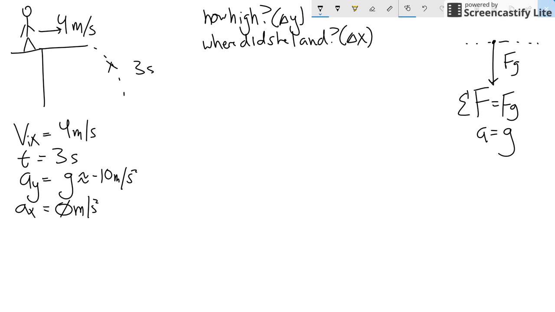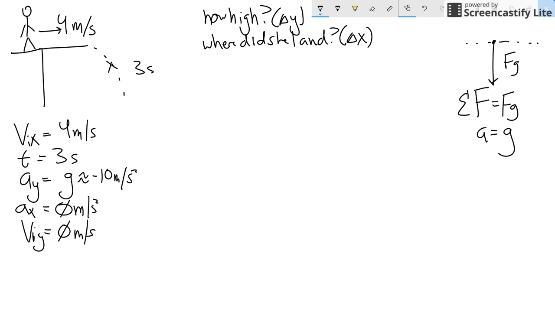Let's see if we can figure this out from this information. Oh, and because my acceleration in the y direction is -10, but I'm starting off with only horizontal motion, I know that my velocity initial in the y direction is going to be 0 meters per second. Great. Now we have everything we know.